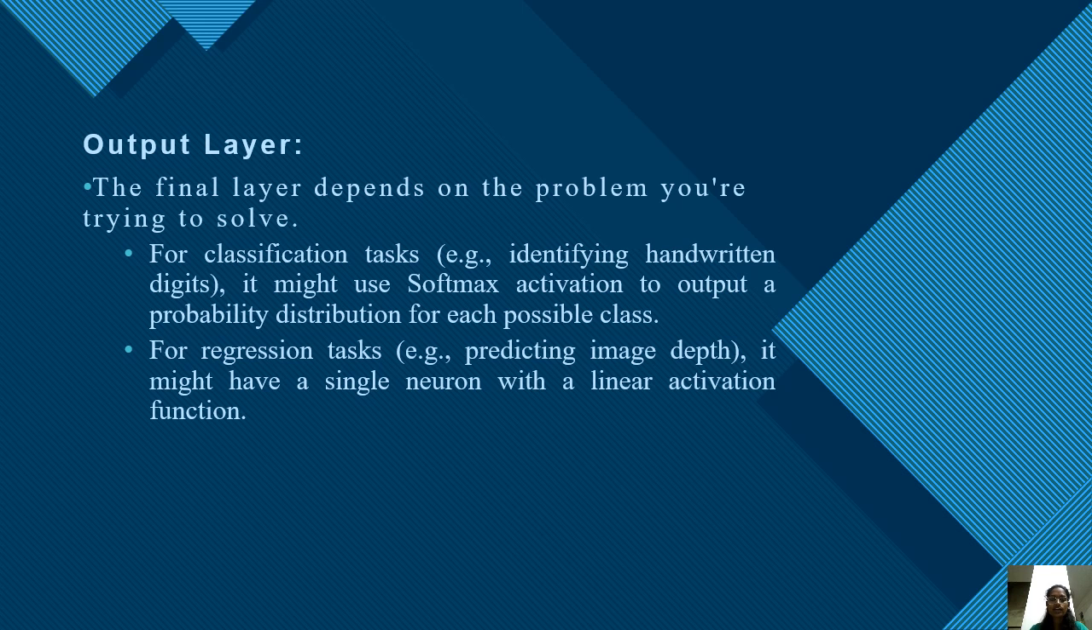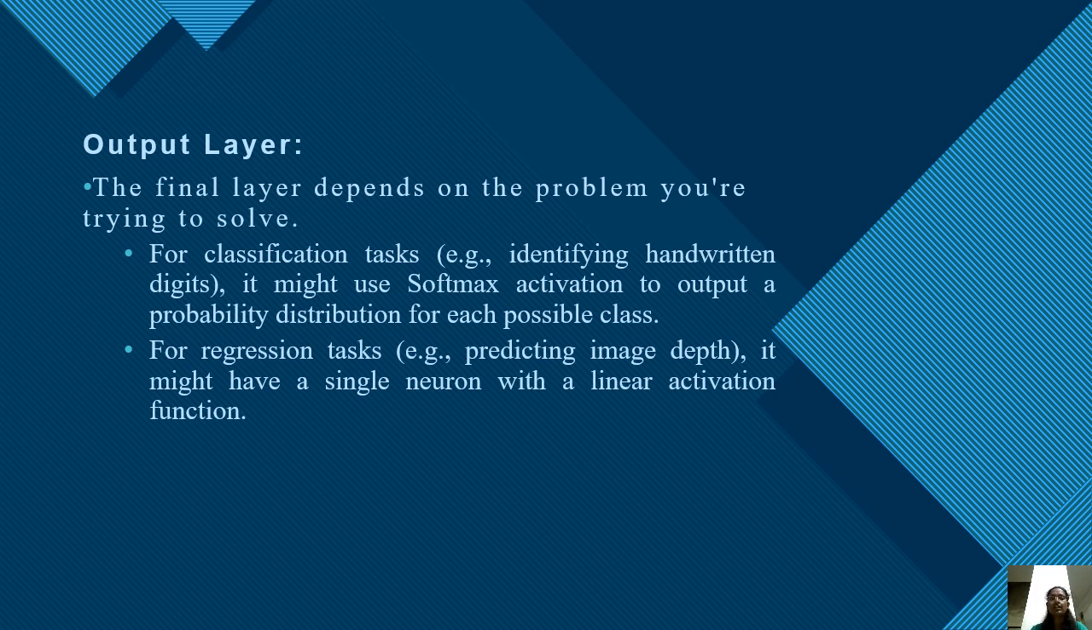These previously extracted features from the convolutional neural layers are flattened into a single vector and fed into the fully connected layers. Here, the network learns to combine these features to make classifications or predictions based on the task at hand. Then the last layer is the output layer.